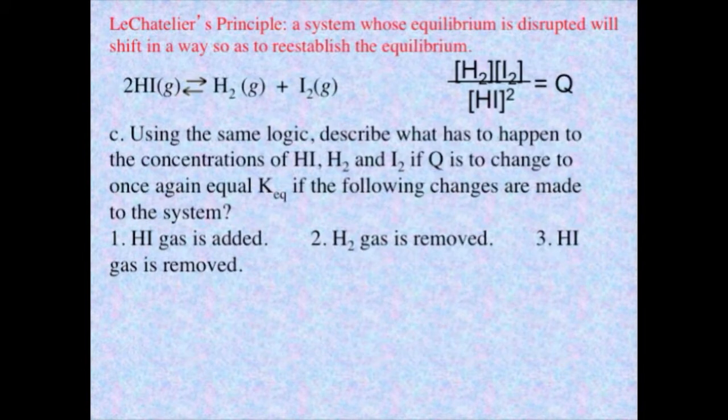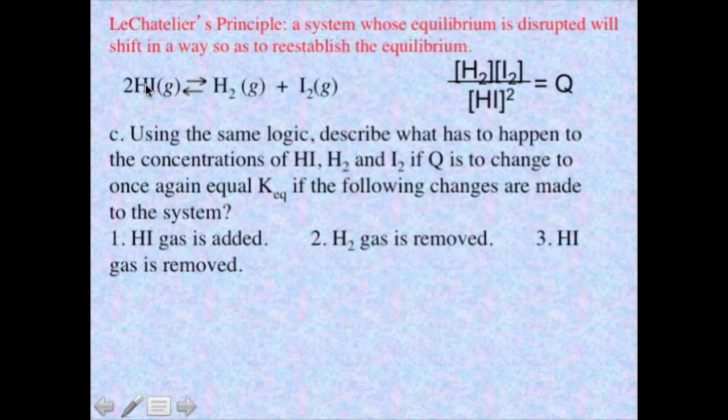So still considering the same system of hydrogen iodide decomposing to hydrogen and iodine, using the same logic as we did in the previous question, describe what has to happen to the concentrations of HI, H2, and I2 if Q is to change to once again equal KEQ, if the following changes are made to the system at equilibrium. So, the system's at equilibrium, Q equals K, then we add hydrogen iodide gas. In what way is the system going to shift?